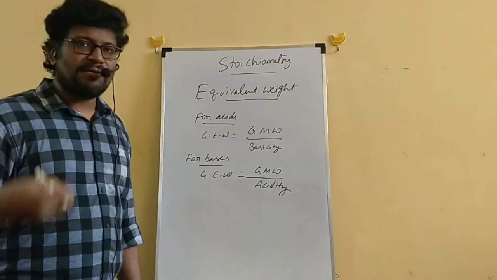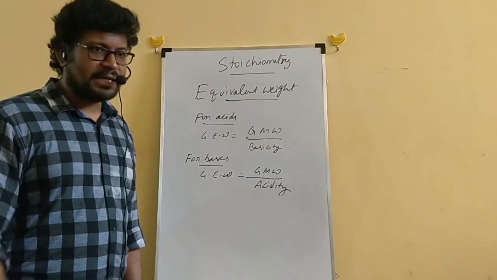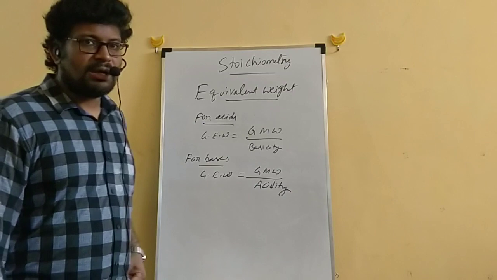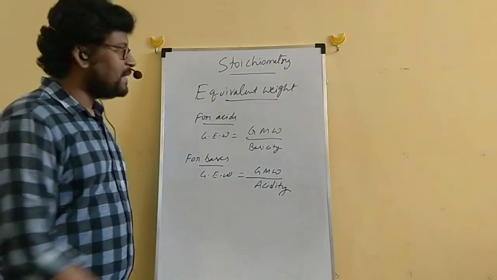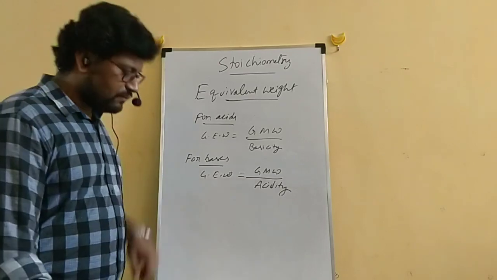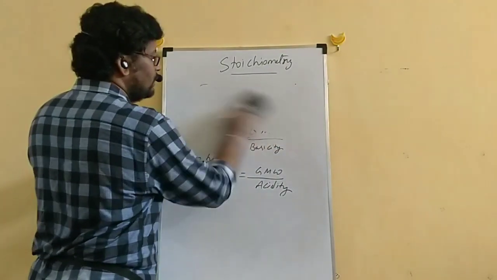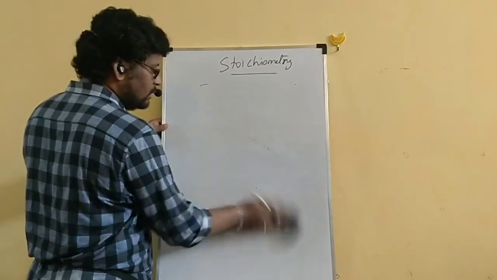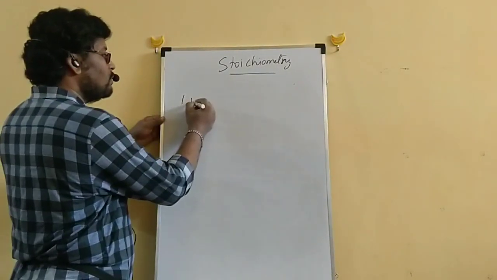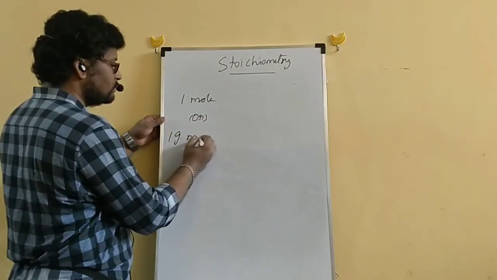Directly we will go through the problems, some problems related to equivalent weight and even some typical problems in our material. According to that we will go through the calculations. Majorly this stoichiometry is involved with calculations only. Is it okay? Now before going to the calculations, we have to remember one thing, that is one mole is also called 1 gram mole.